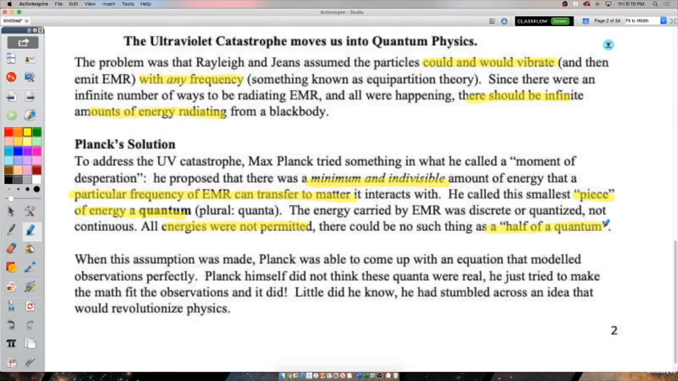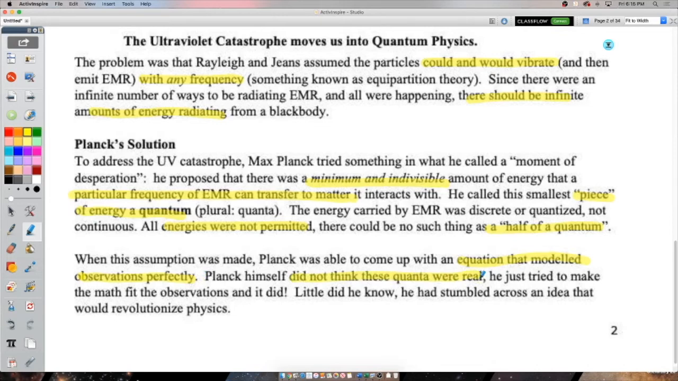Now, when Planck made that assumption and came up with an equation based on it, the equation modeled the blackbody observations perfectly, like scary perfectly. It was bang on. But even Planck didn't think these quanta were real, okay? This was a Hail Mary. He was just trying something to make the math work.